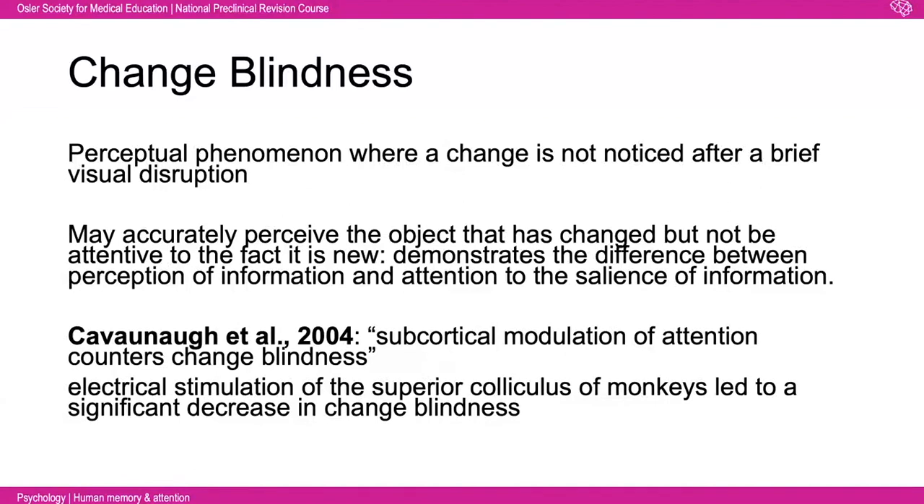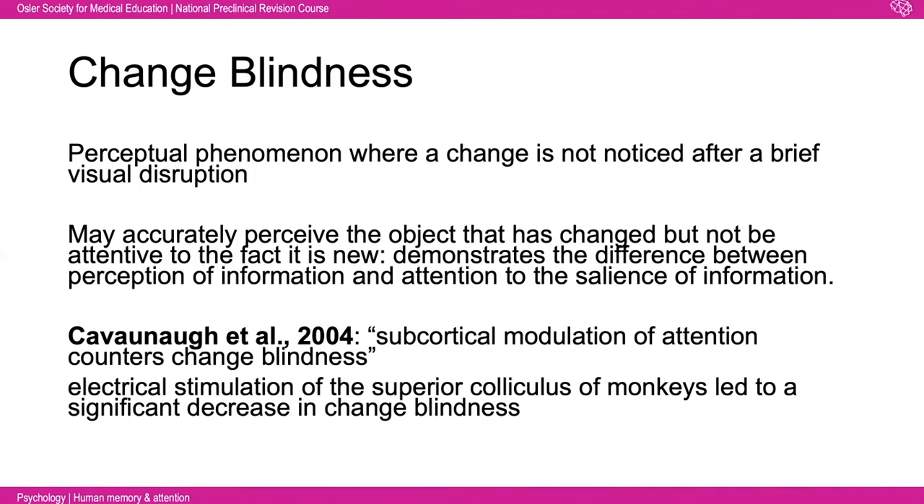Finally, there's something on your syllabus called change blindness, which I know in the lecture was quite a prominent feature, and I've seen it feature in some of your questions. And this again goes back to the difference between attention and sensation. This is basically the phenomenon where a change isn't noticed after a brief visual disruption. So say you're looking at an image, then the image flashes away and comes back, but some small element of that image has changed. Say you're looking at a pond, maybe a duck has moved position or something like that.